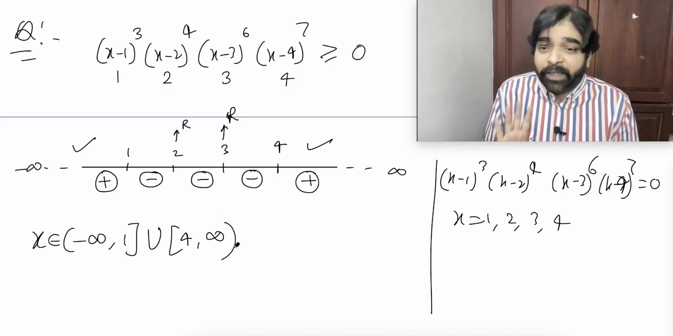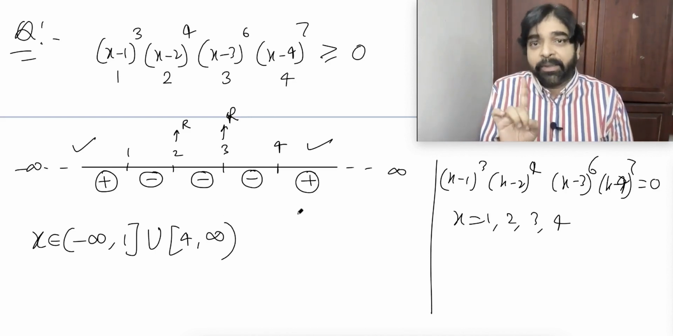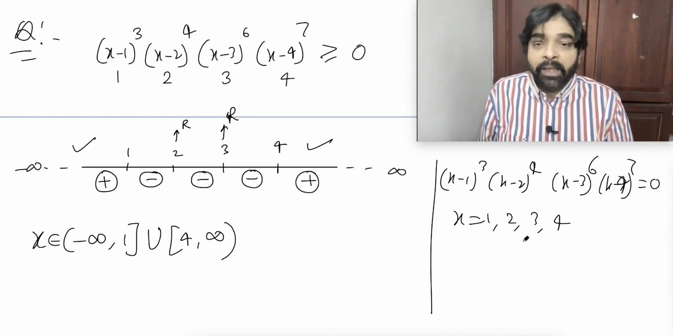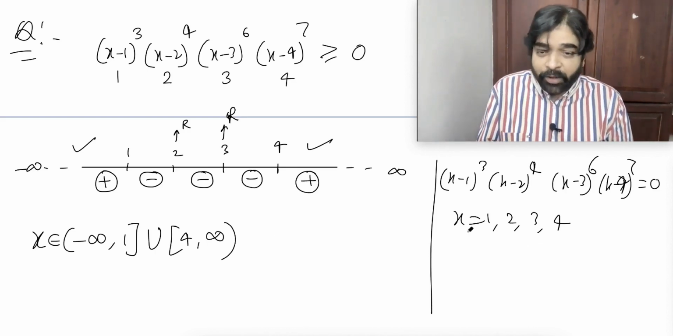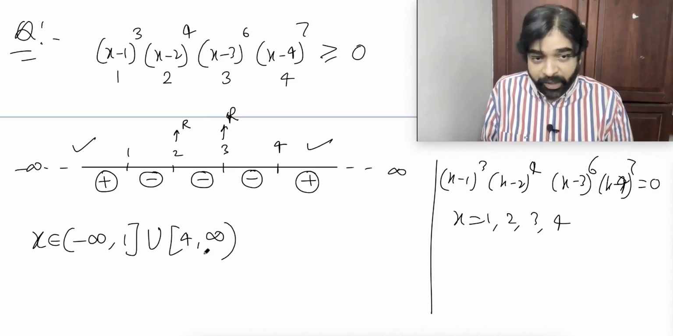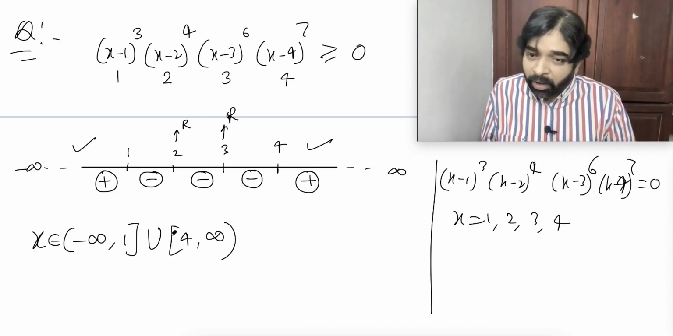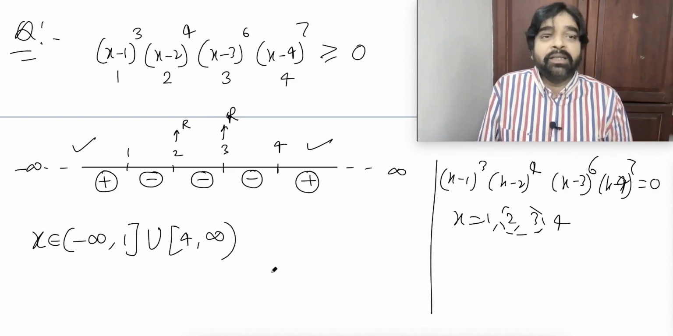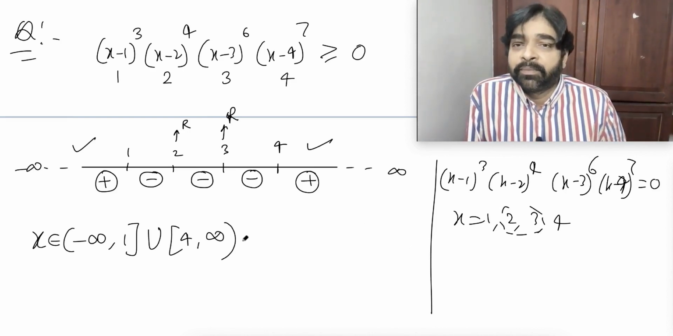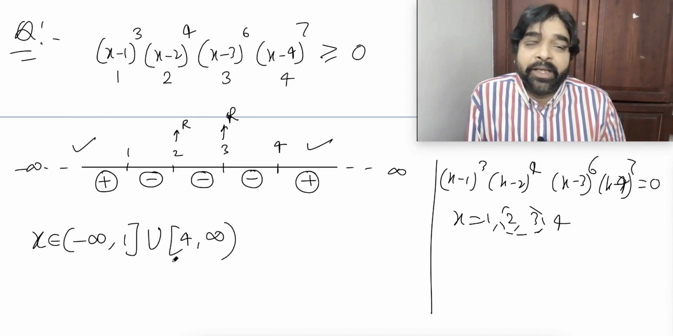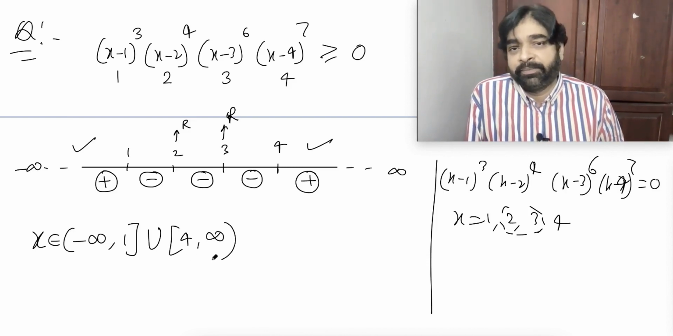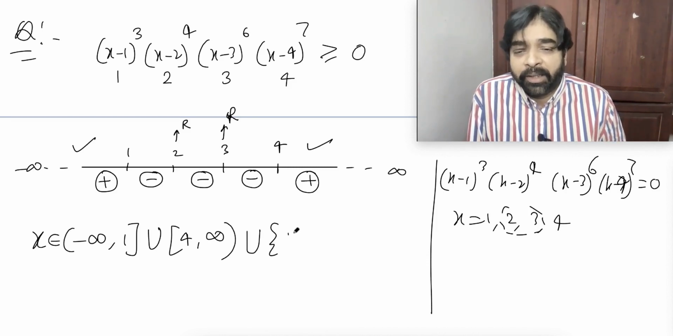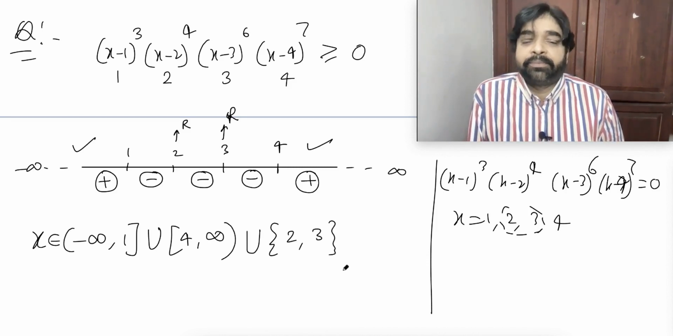So greater than 0 is taken care of. Equal to 0 can sometimes create a problem in the case of a repeated root. I will tell you why. Check whether all the answers are included or not. 1 is included already. 4 is already included. But are 2 and 3 included in this answer? 2 and 3 are not included. Means we have to include from our side, union curly bracket 2 and 3.